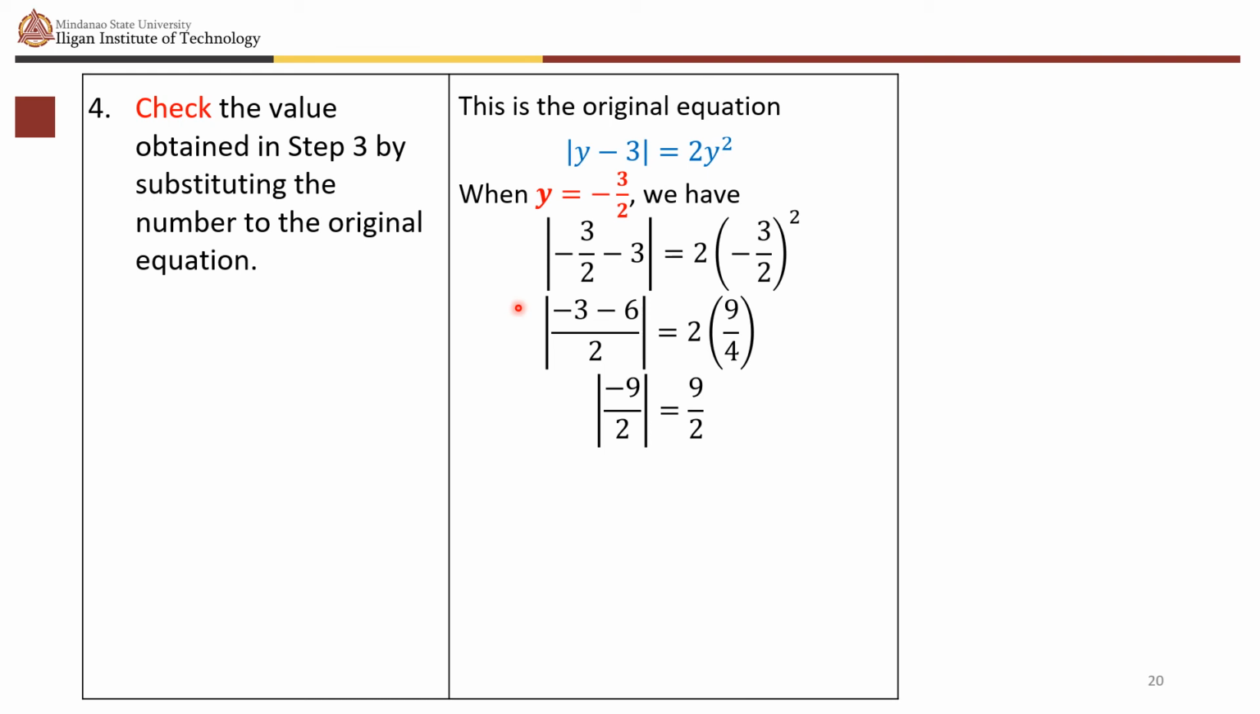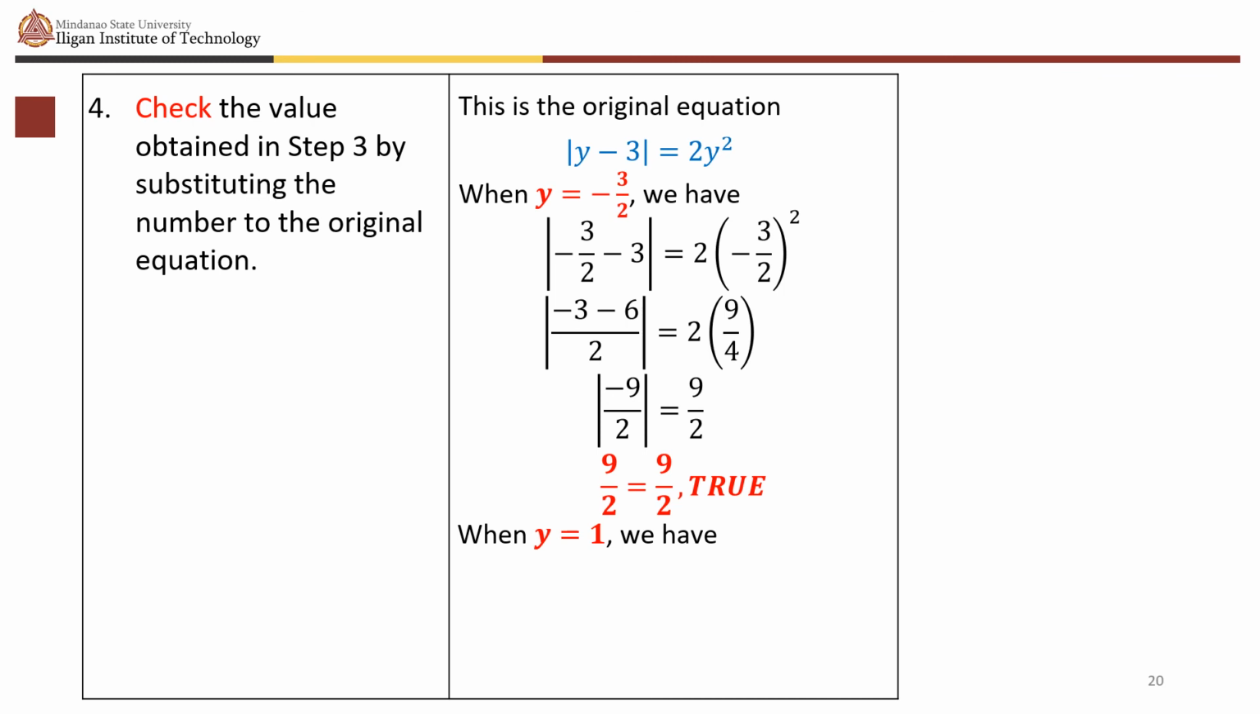That is, absolute value of negative 3 over 2 minus 3 equals 2 times, you substitute again, negative 3 over 2, raised to the second power. The LCD here is 2, that's why you have minus 6 here, because that's 2 times 3. 2 times negative 3 will give us negative 6. So the result here is negative 9 over 2, and the absolute value is 9 over 2. On the other side, you have 2 times the square of this, which is 9 over 4. We have 9 over 2 there. Now this is true, so y equals negative 3 over 2 is actually a solution.